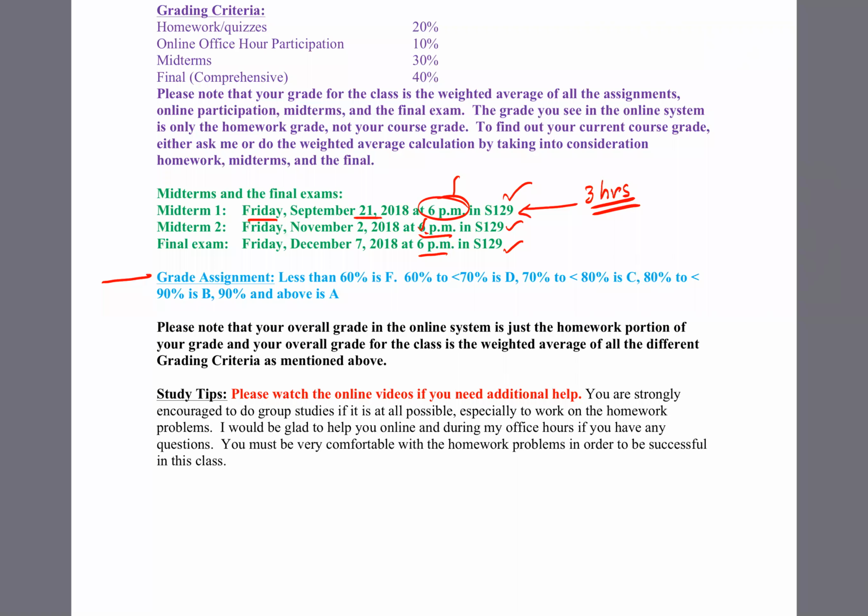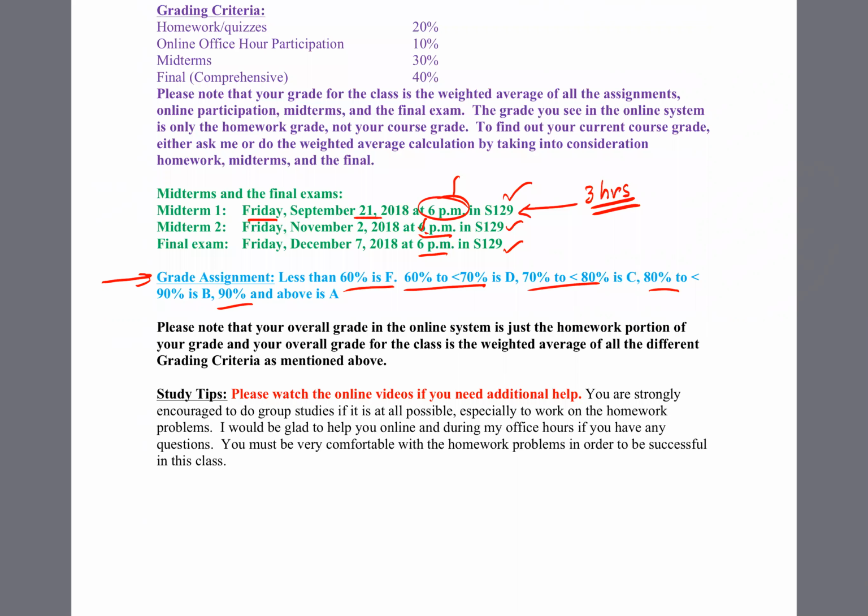And grading, standard grading, basically, if you are getting anything 90 or above, you'll get an A. Between 80 and 90, you'll get a B. Between 70 and 80, you'll get a C. Between 60 and 70, it's a D. And anything less than 60 is an F.